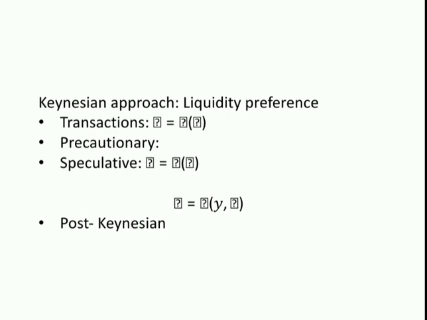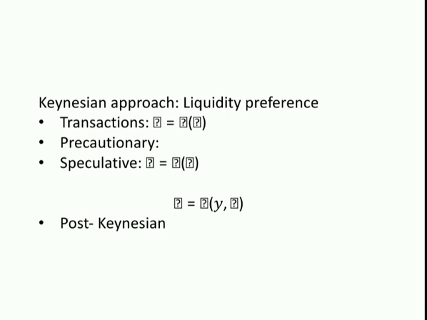Speculative demand. Individuals and businessmen like to make speculative gain by investing in bonds. The speculative demand for money is a decreasing function of rate of interest. The higher the rate of interest, the lower the speculative demand for money. The lower the rate of interest, the higher the speculative demand for money. Thus, LS is equal to f of R. LS is the speculative demand for money. R is the rate of interest.